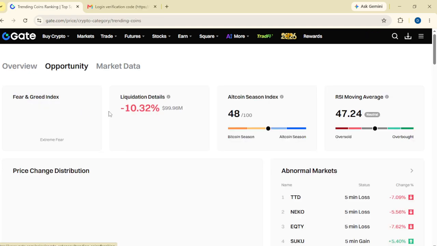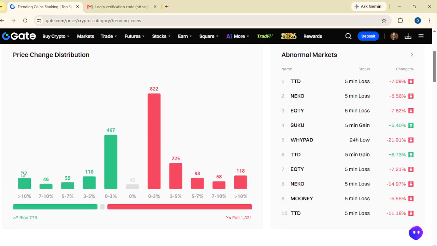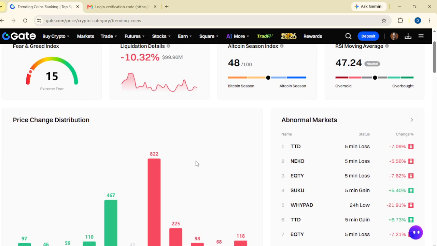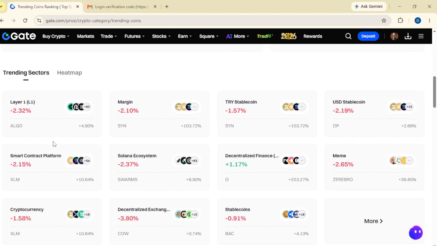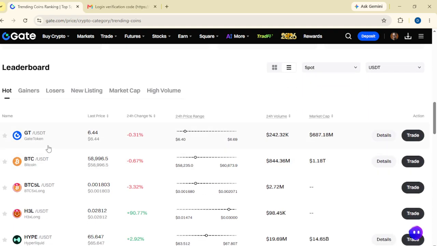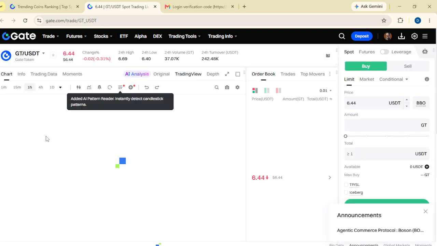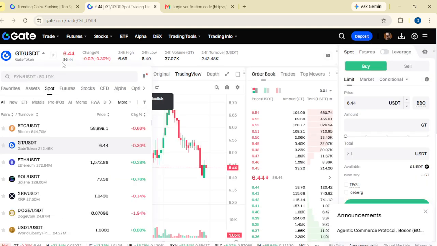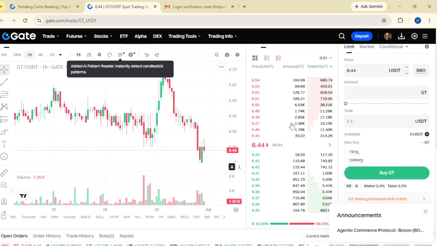These sections showcase cryptocurrencies that are receiving increased attention due to higher trading volume, significant price movements, or growing market interest. Click on any coin to view more details, including its price chart, trading pairs, order book, and recent market performance. Before buying any trending coin, take a few minutes to do your own research.